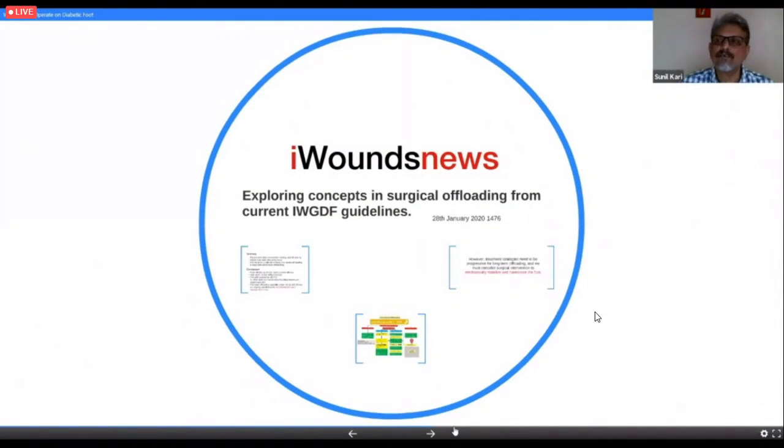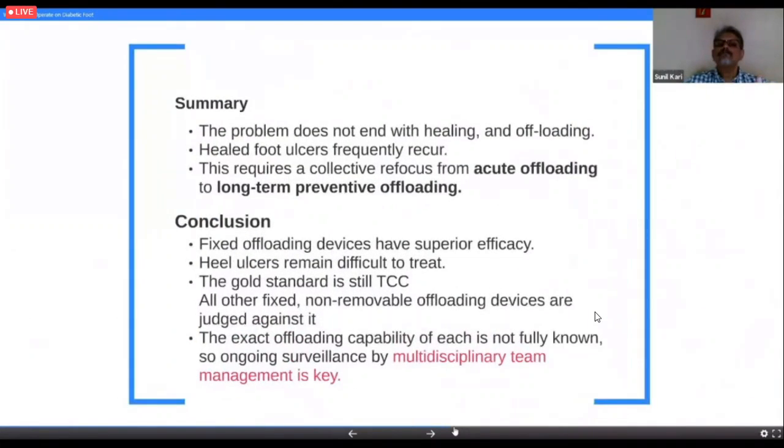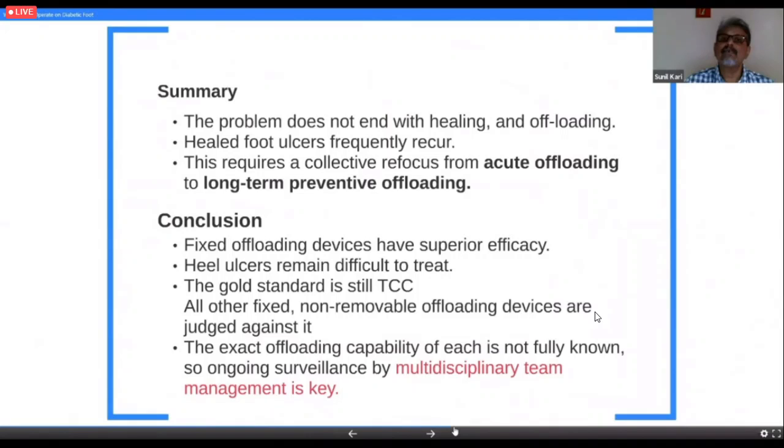When I was going through this, one good workup and paper, exploring concepts in surgical offloading from current IWGDF guidelines, has made it very clear the problem doesn't end with healing and offloading. Healed foot ulcers frequently recur. This requires a collective refocus from acute offloading to long-term preventive offloading. So the conclusion is fixed offloading devices have superior efficacy. Heel ulcers remain difficult to treat till now, and all other fixed non-removable offloading devices are judged against TCC.